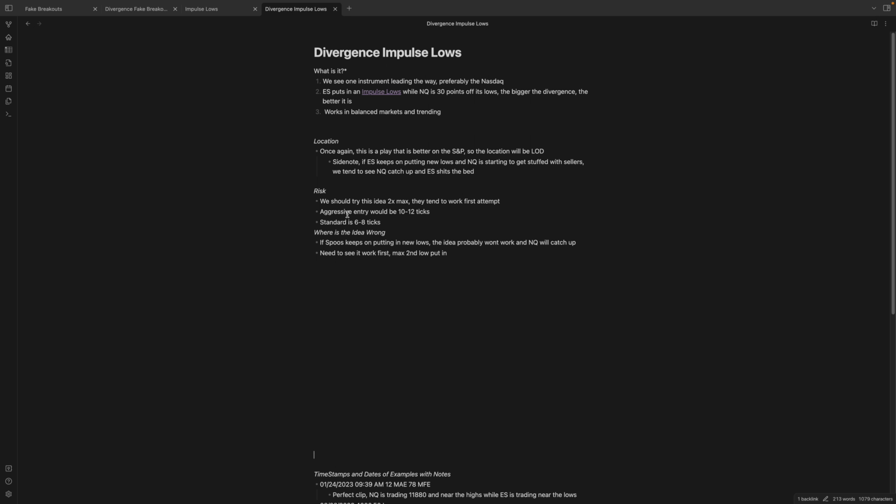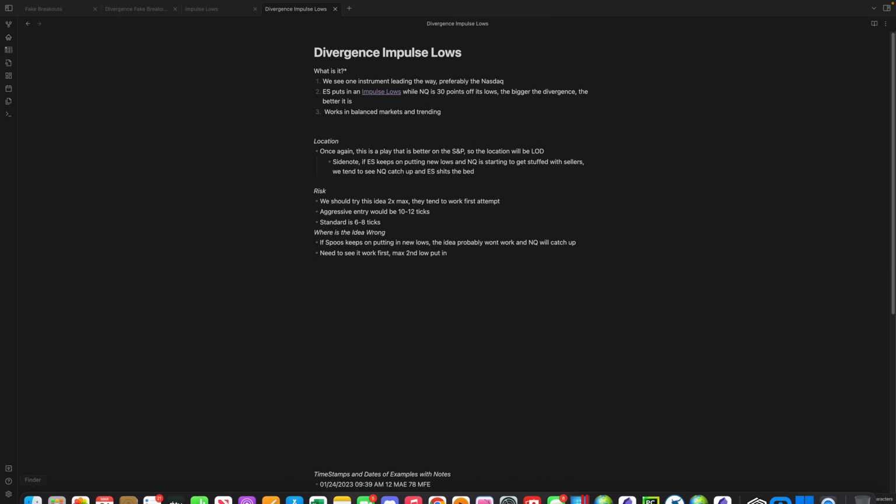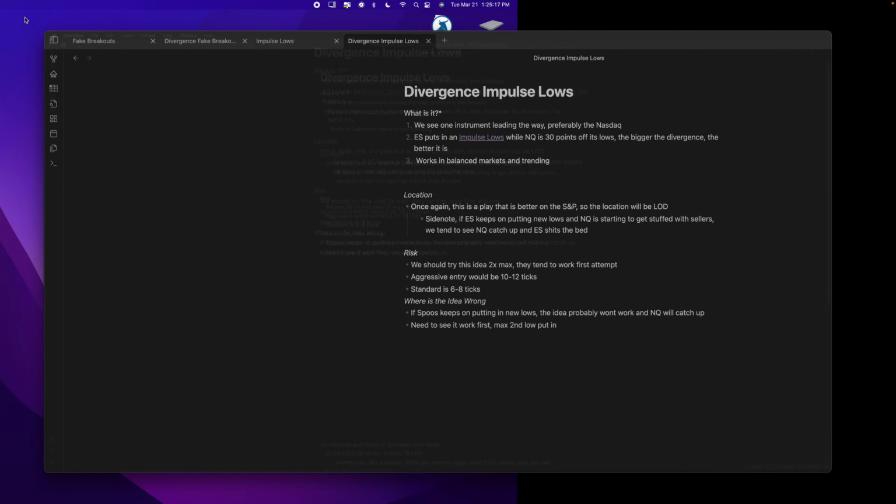So once again, going off this idea, the risk on this trade: we should try this idea 2 times max. Some of the best trades, again, work on the first attempt. Aggressive entry would be around 10 to 12 ticks on this, and standard is 6 to 8 ticks. Where is the idea wrong? Like I said, if the S&P keeps on putting in new lows, the idea probably won't work and the NASDAQ will catch up. It needs to work on the first attempt, and the max that I'll try this idea is 2 times. So now that that's out of the way, let's go ahead and play some different clips.